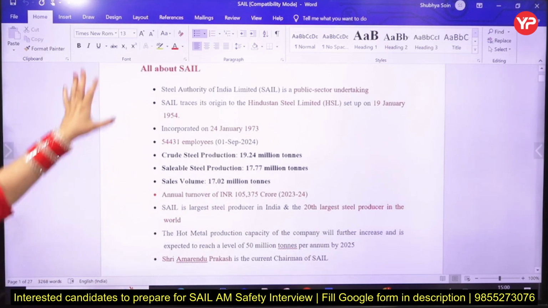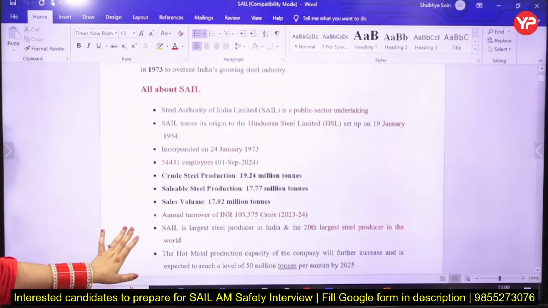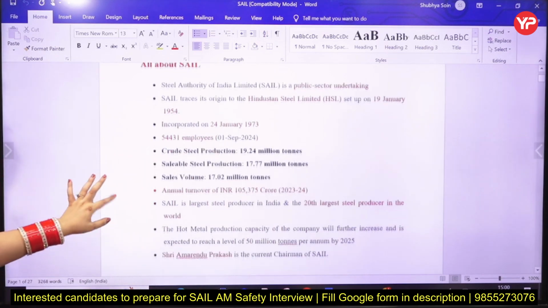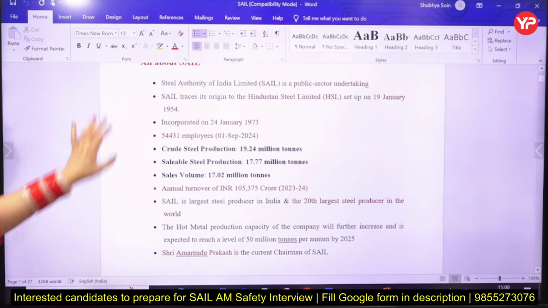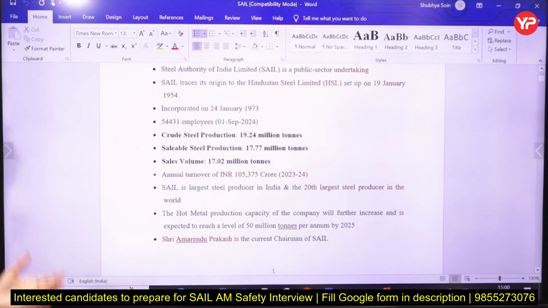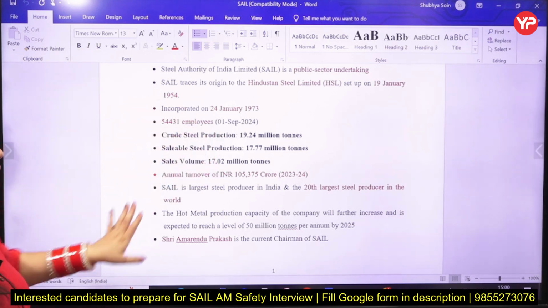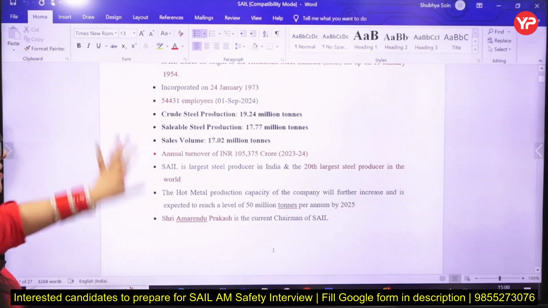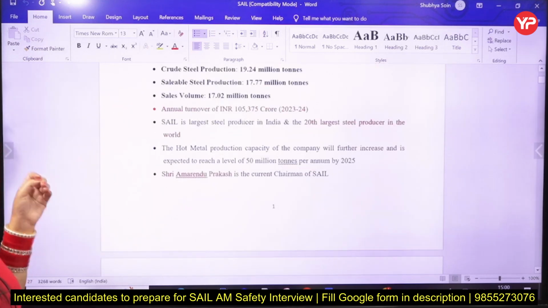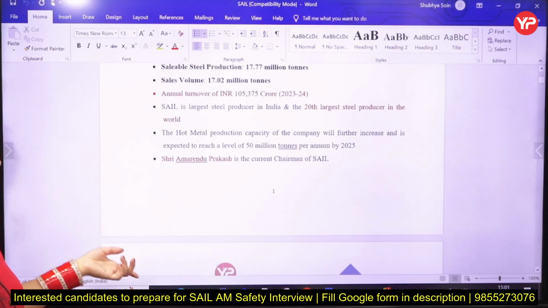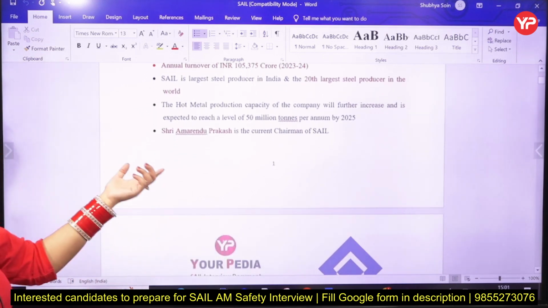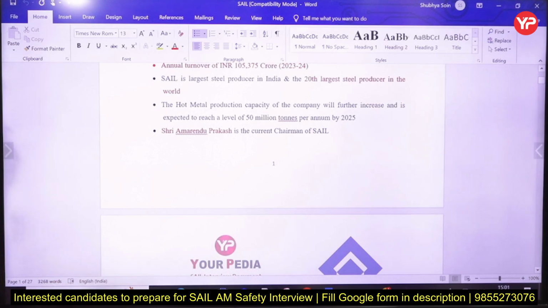Now, some important pointers. In this section, all about SAIL, I've given you detailed information in terms of pointers. It is a public sector undertaking, and its origin was related to HSL, which was set up on 19 January 1954, and then it was incorporated in 1973. Now there is the current number of employees and turnover. Financial turnover is also very important, and I'll showcase a brief of the performance related to financial years. Then, who is the current chairman? That is very important, because it relates to the management part. Shri Amrendu Prakash, you should be aware about it.